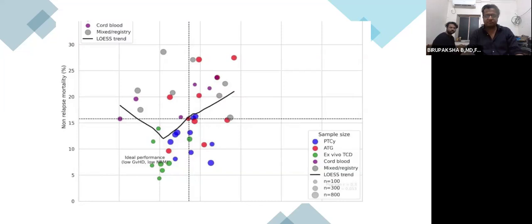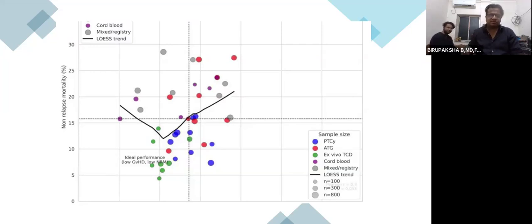This curve is a loss curve. I divided this into four quadrants. It looks very self-explanatory. The x-axis is non-relapse mortality. Now, what do you mean by non-relapse mortality? So we almost excluded that part.